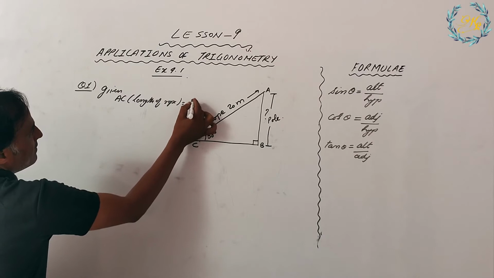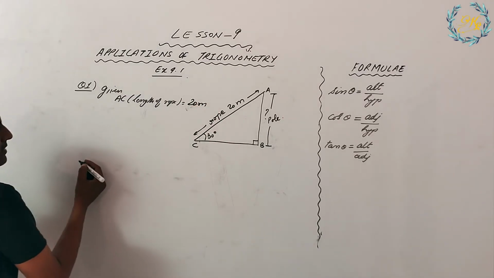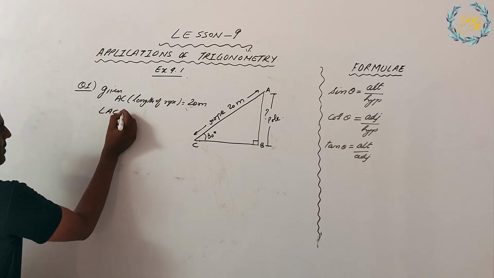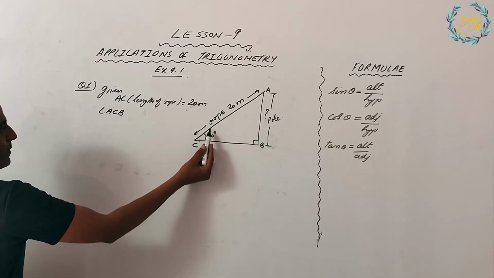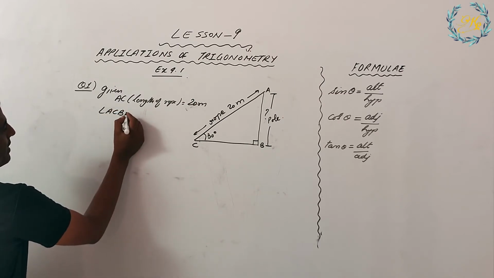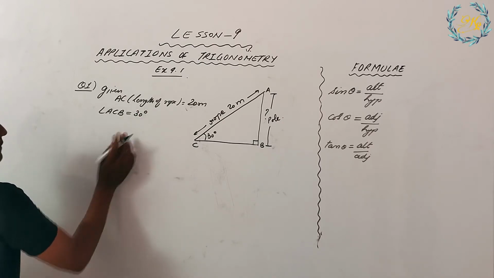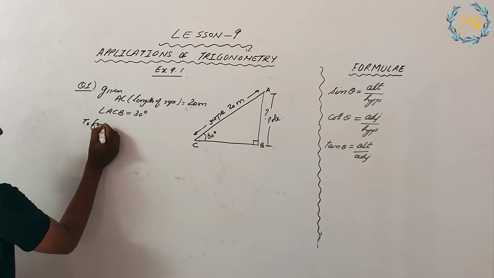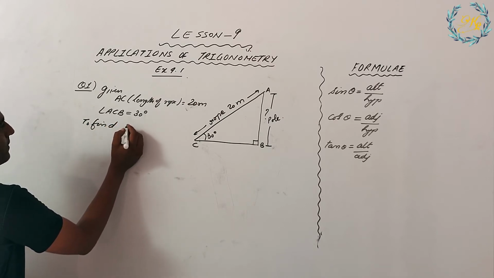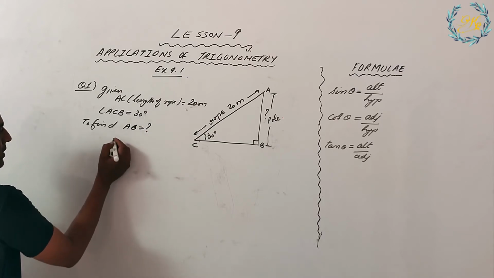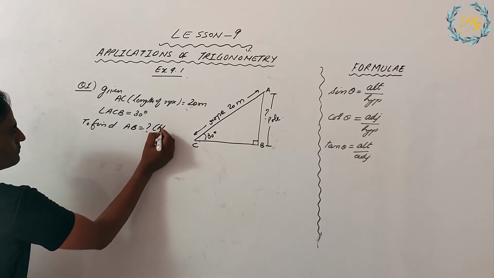Let's mark it clearly so that you can read. What else is given to us? Angle ACB, the angle between the rope and the ground, is given: ACB is equal to 30 degrees. What do we have to find? We have to find the height of the pole, that is, AB is to be found. In brackets you can write height of the pole.